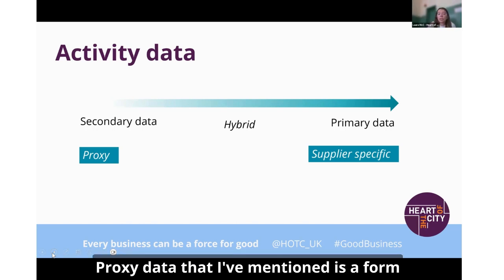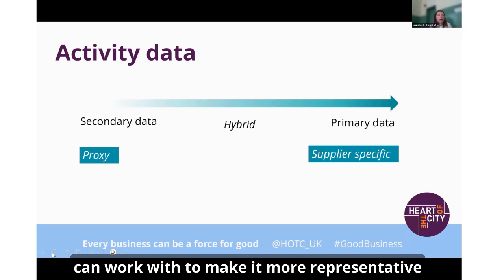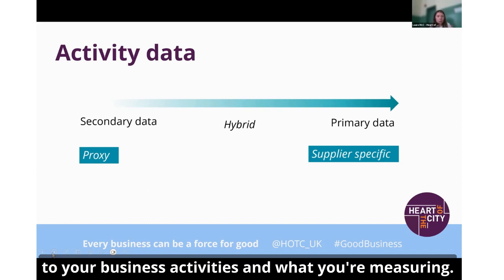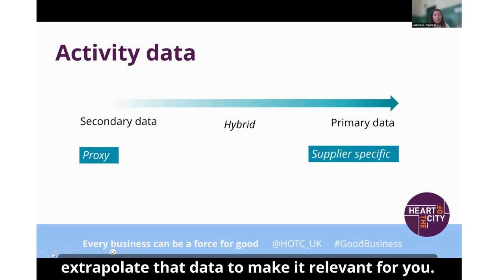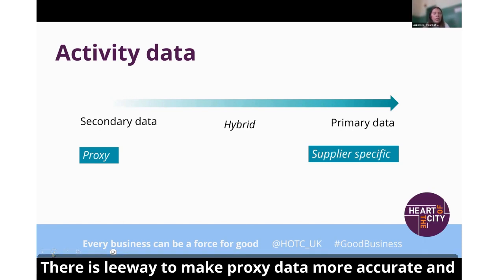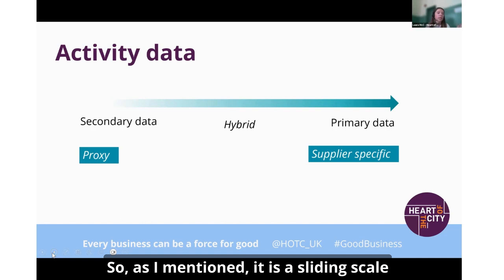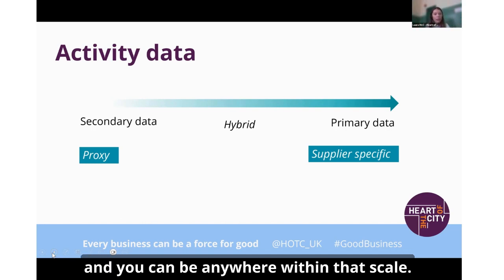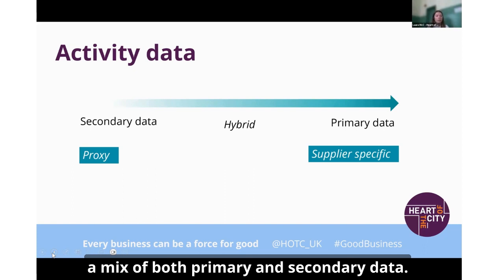Proxy data, which I've mentioned as a form of secondary data, is also something that you can work with to make it more representative of your business activities and what you're measuring. So you can find some proxy data and extrapolate it to make it relevant for you. You can scale it up, you can customize it, so there is leeway to make proxy data more accurate and slide up towards the primary data on that scale. As I mentioned, it is a sliding scale and you can be anywhere within it. I put hybrid on the screen, and that's a mix of both primary and secondary data.